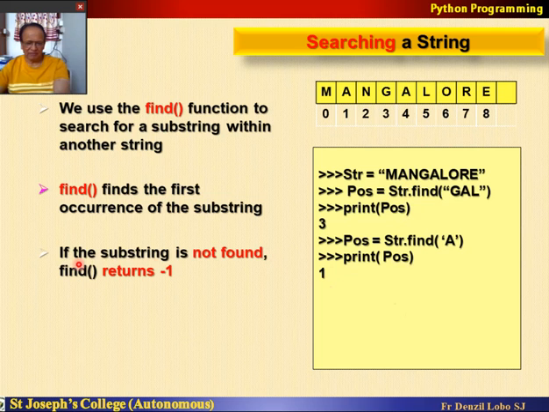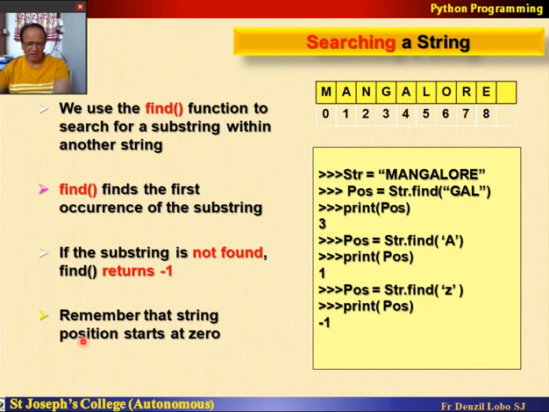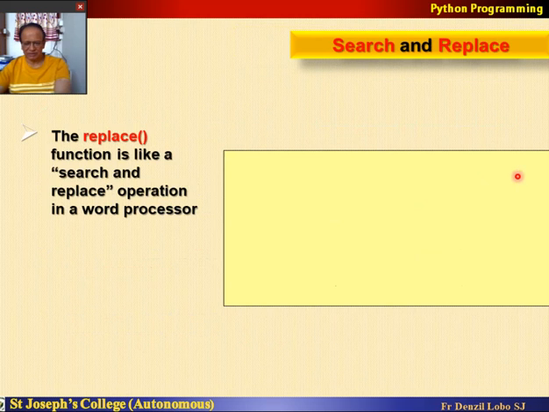If the substring is not found, it returns -1. Let us see, position, I want to find Z. There is no Z here. So print position, it is going to return -1. Therefore, if the substring is not present in the string, it is going to return -1. Otherwise, it is going to return the exact index of that particular letter, or the start of the substring in a bigger string. Remember that string positions start at 0, always 0 to whatever it is.